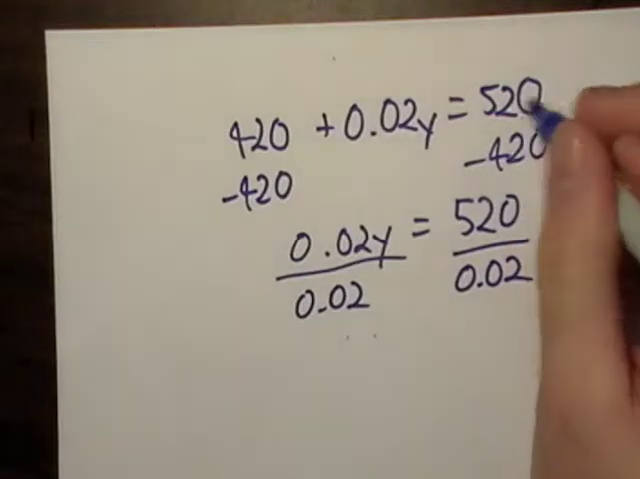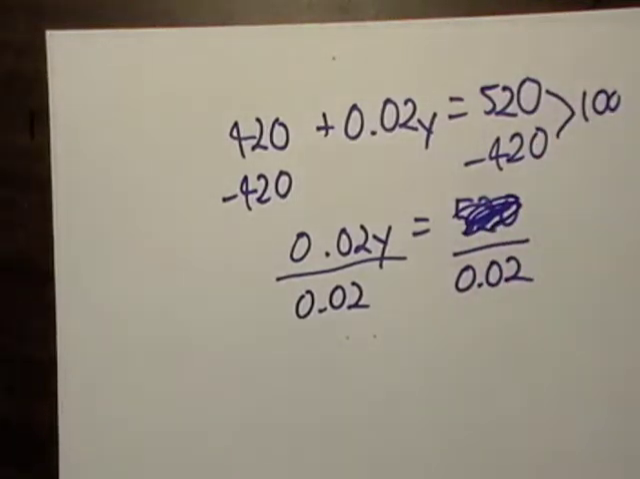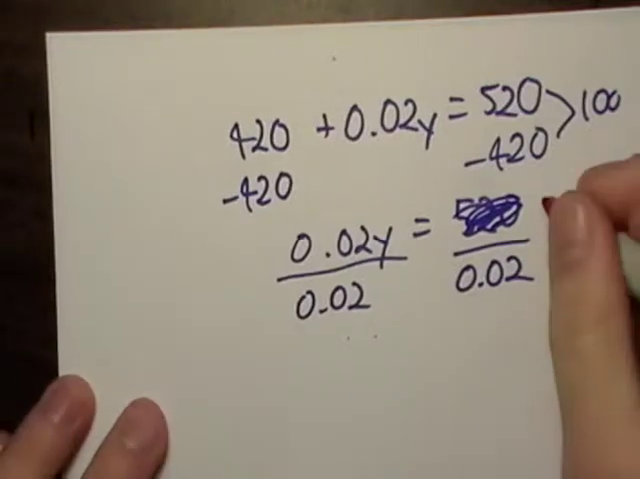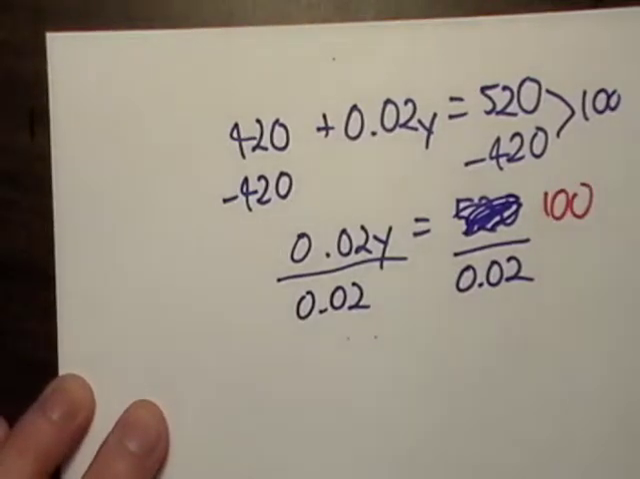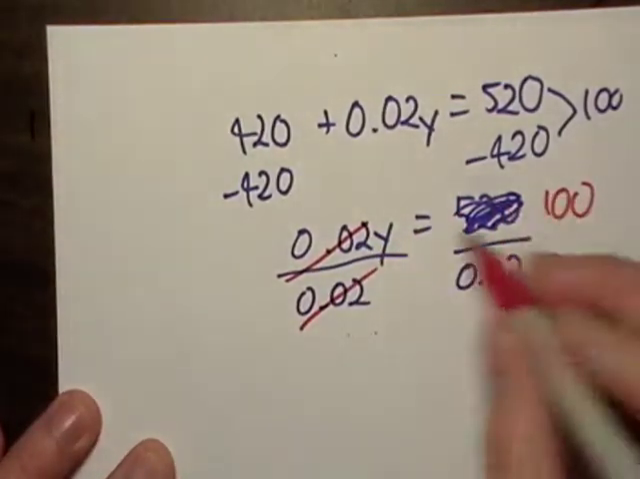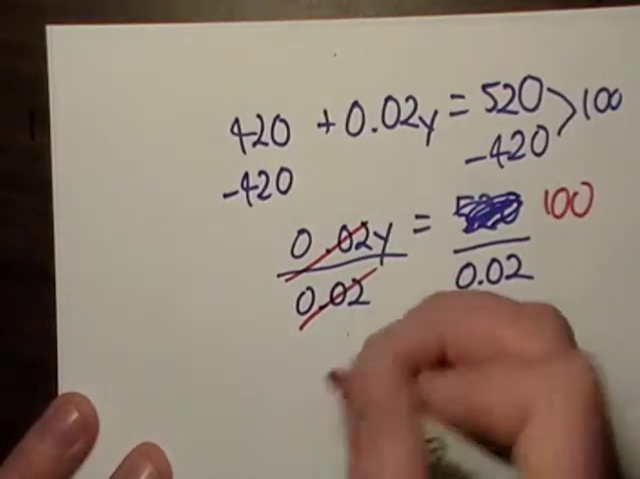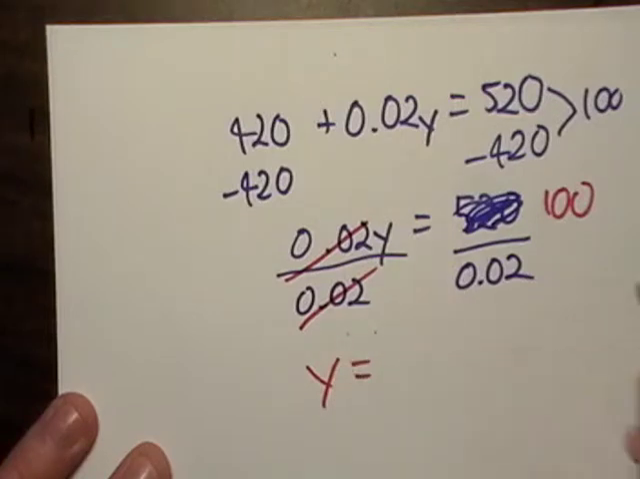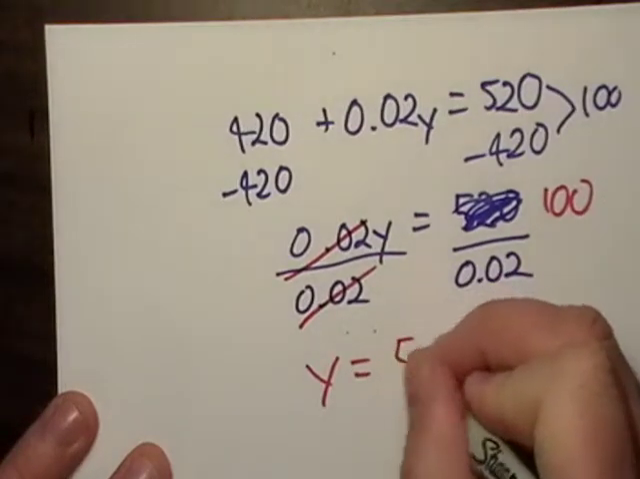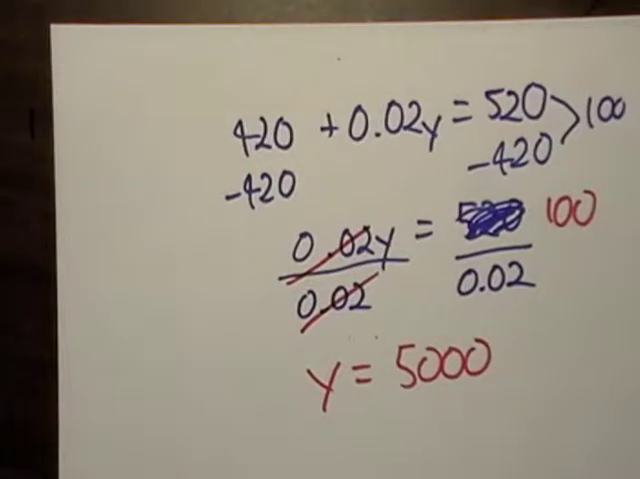Oops, I made a mistake. This is actually 100, I'm sorry. That is 100. So these cancel out, and it leaves y being divided by 0.02. Go ahead and just punch it in your calculator. That means y is $5,000.